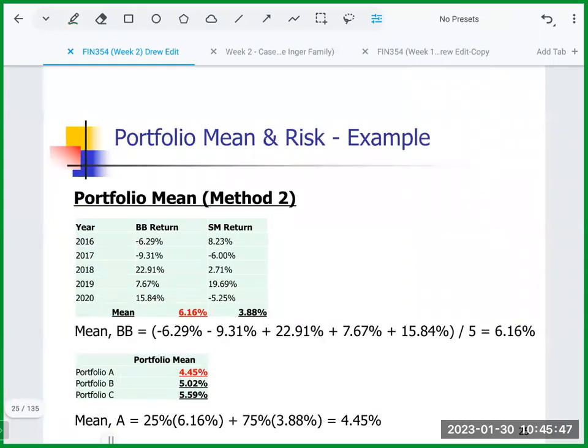Now, let's look at method 2, which, as I again mentioned, is my preferred method because we really understand how portfolio creates diversification for you.